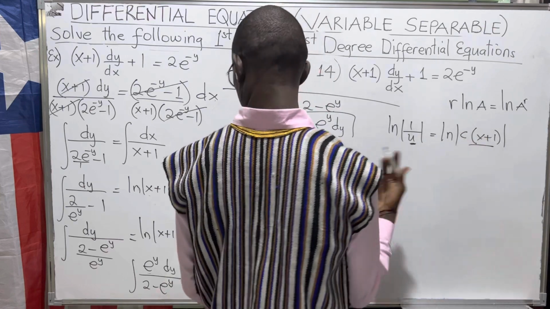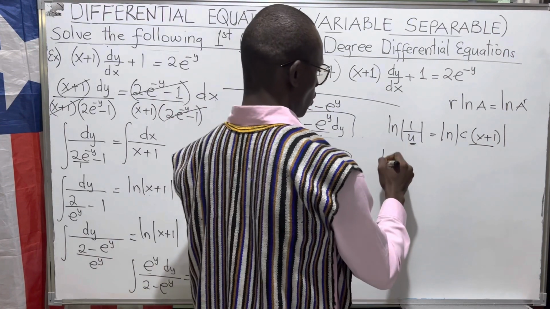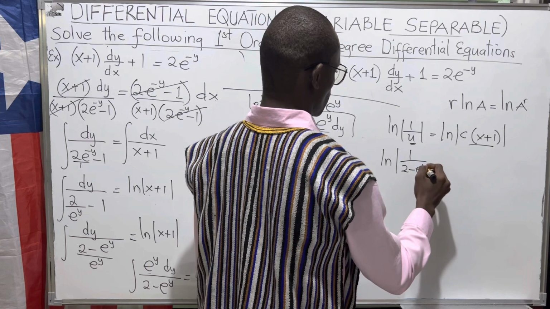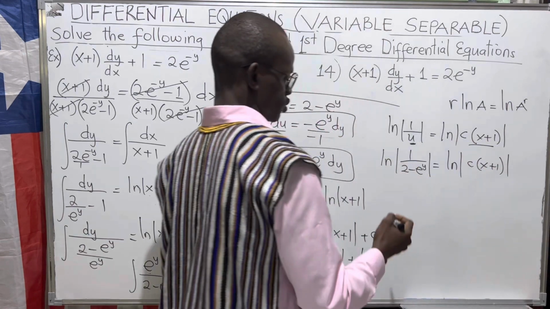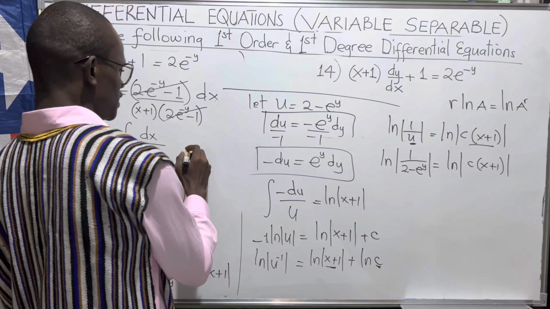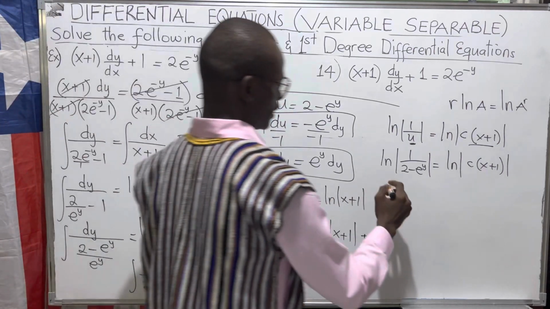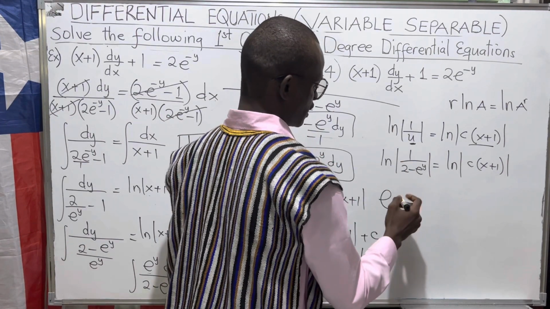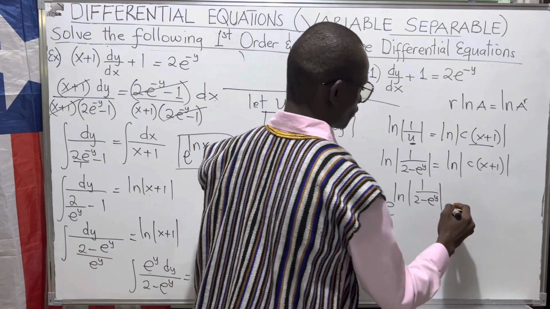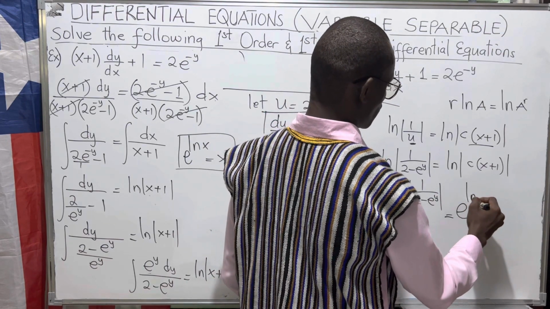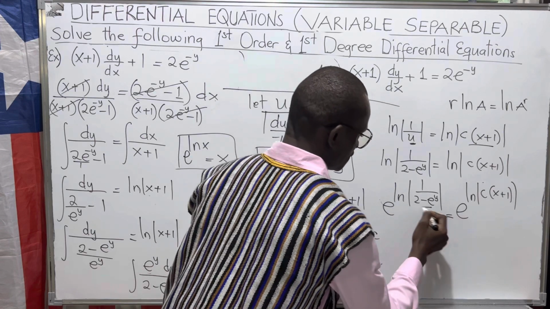So we can first bring in the value for u, which we got was u was 2 minus e raised to the power y. So it's ln of 1 all over 2 minus e raised to the power y equals the ln of c times x plus 1. So we also know that e raised to the ln of x is equal to x. So we can rewrite this as e raised to ln of 1 all over 2 minus e raised to the power y equals e raised to ln of c times x plus 1. So e raised to ln of this expression is just equal to this expression.